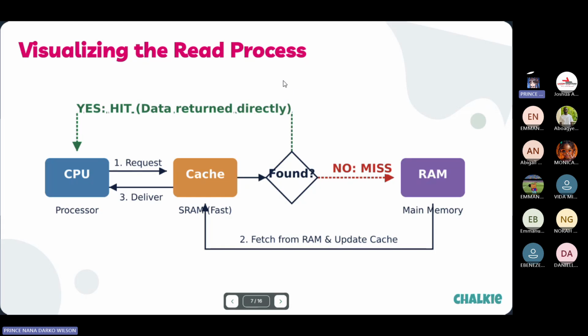If yes, then straight ahead, it comes back to the CPU and gives the data. That will be a hit. However, if the condition was a miss, then we will now visit the RAM, retrieve the data, and carry it back to the cache. And the cache is very fast since it's using static RAM, and then it forwards that data back to the CPU. So this flowchart shows you the read process even better.